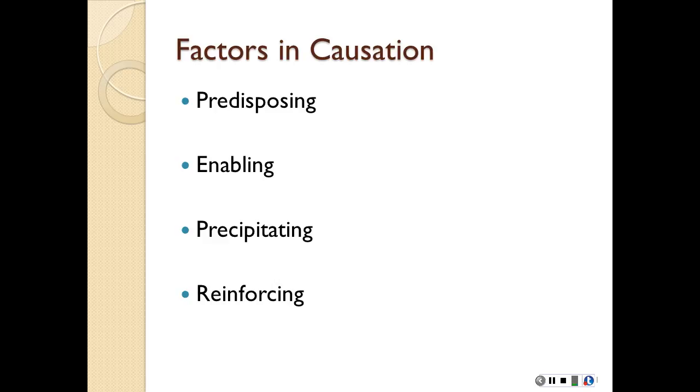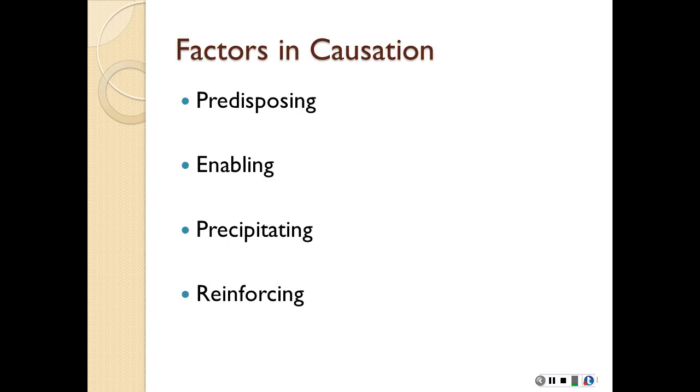So there are 4 types of factors that we can really talk about that play a part in the causation of disease. Predisposing factors are those that make a person more susceptible to the disease. These are things like age or sex, or it could be prior illness or certain genetic traits. They make you more likely to get the disease.